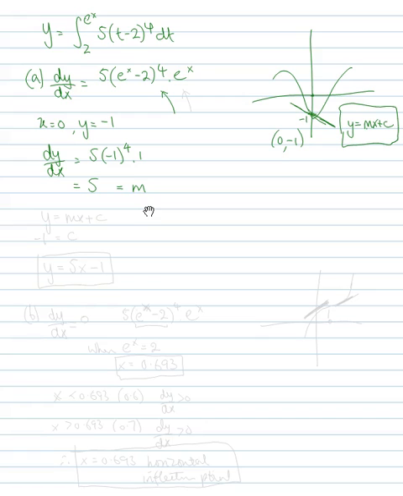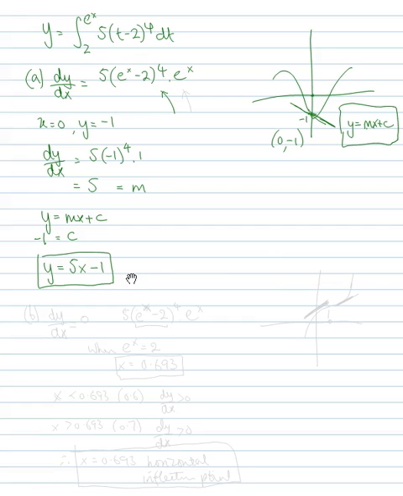Now we need to find out c. We know that in the formula y = mx + c, y equals −1 at this point where x equals 0, so c equals −1. So the formula for the tangent is y = 5x − 1.